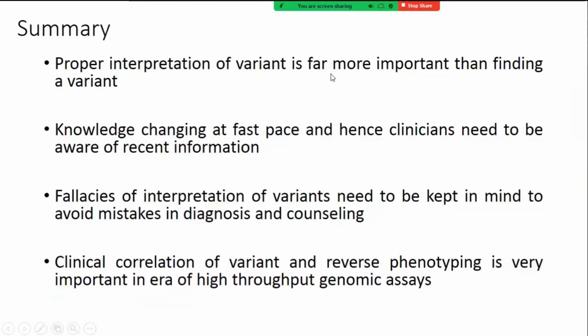Okay. So the summary is that proper interpretation of a variant is far more important than finding the variant. It is very easy to find the variant nowadays. So many machines are available and knowledge is changing so fast that clinicians have to be aware of recent information. And there can be a lot of fallacies in interpretation of variants, especially as we are depending on a laboratory which has no access to further patient details. They are just reporting based on the phenotype you have provided. So doing further analysis, clinical correlation of the variant, reverse phenotyping, this is very important in today's era of high throughput genomic assays.